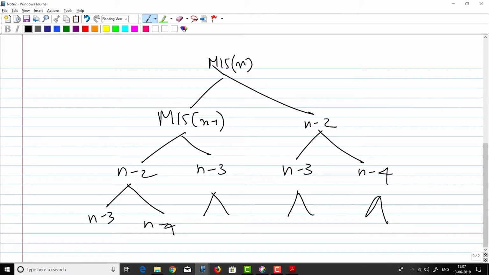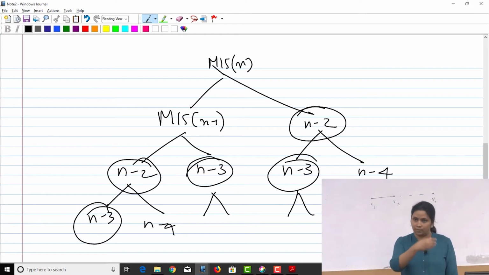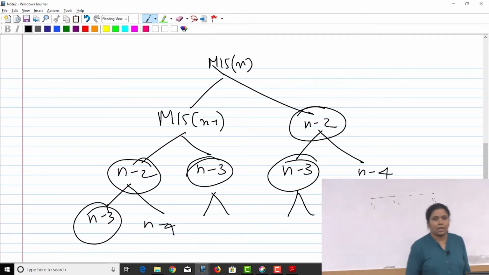But if you notice this, you are computing the same thing in more than one branch. Like n minus 2 and n minus 3 you are computing here and here. So this is what I mean by overlapping subproblems. You have subproblems, and the solution for each subproblem has further subproblems which are overlapping. This is what is causing our running time to be exponential.